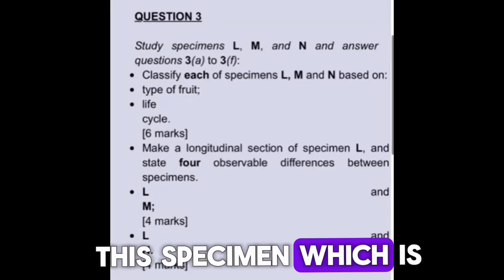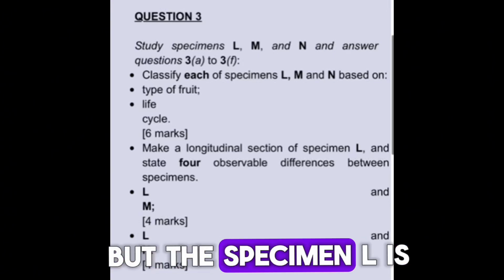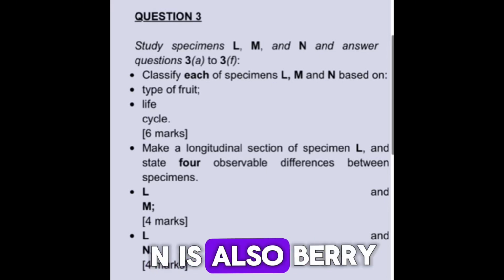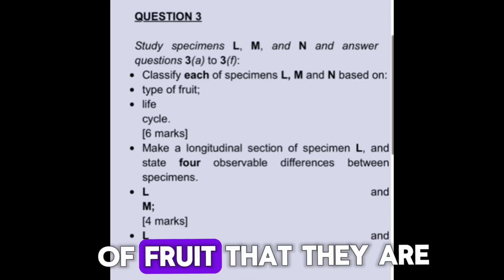The specimens are specimen L, M, and N. I'm going to be showing you the diagram of the specimens, but specimen L is berry, M is drupe, and N is also berry. Now, the first question says classify each of these specimens based on the type of fruits that they are.